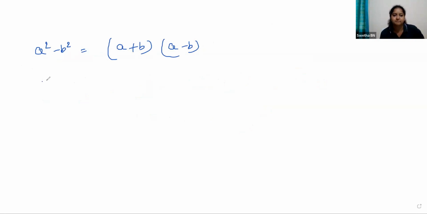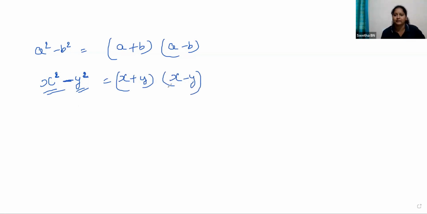For example, take a simple example: x square minus y square. Both are different variables, right? x is different, y is different, and we have squares for both variables, and there is a minus sign between the two terms. That time we have to use this formula. So (x plus y) into (x minus y). The terms are the same, we are changing the sign.